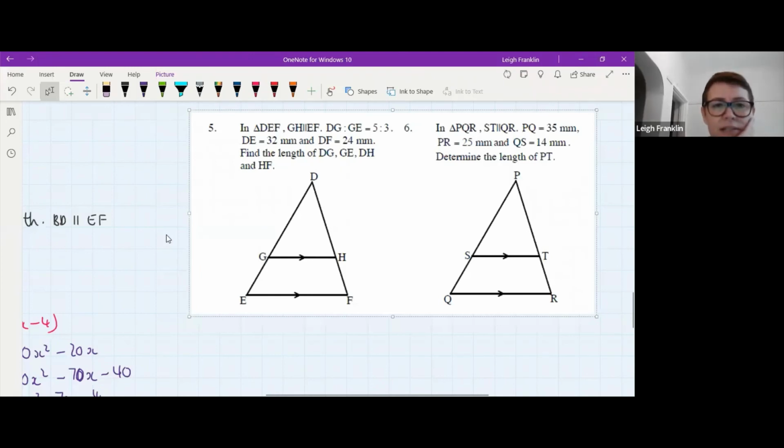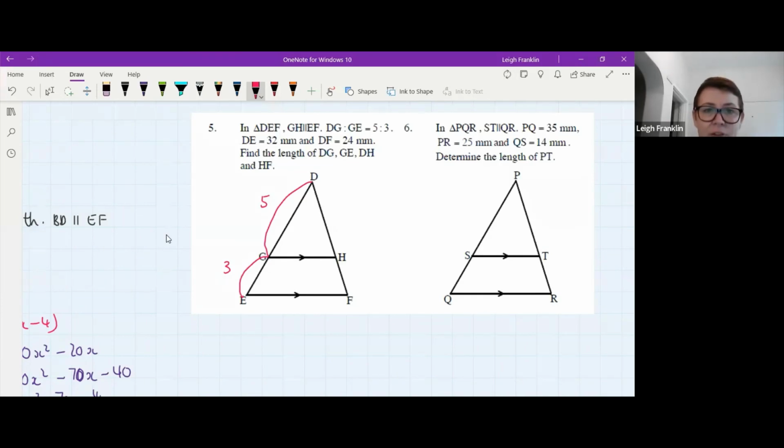All right, so it tells us in triangle DEF, GH is parallel to EF. So that means that DE and DF are cut into the same proportions. DG is to GE is 5 is to 3. Now that's a proportion. It's not an actual length. Then they tell us that DE, so this entire side over here, is going to be equal to 32.